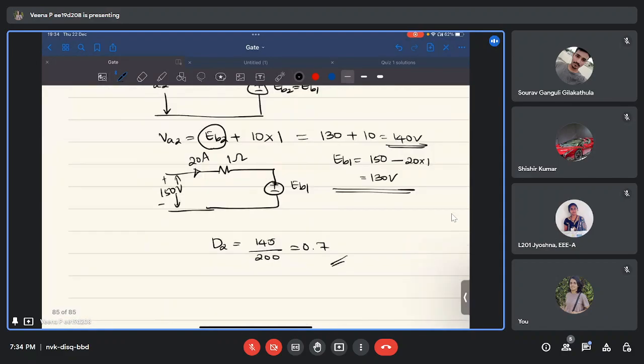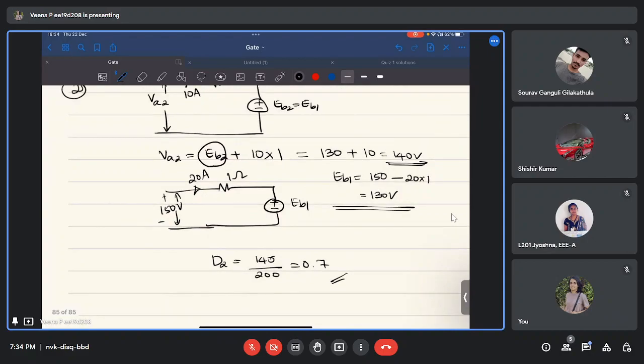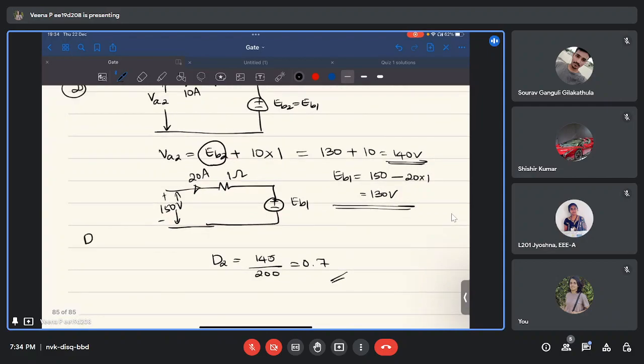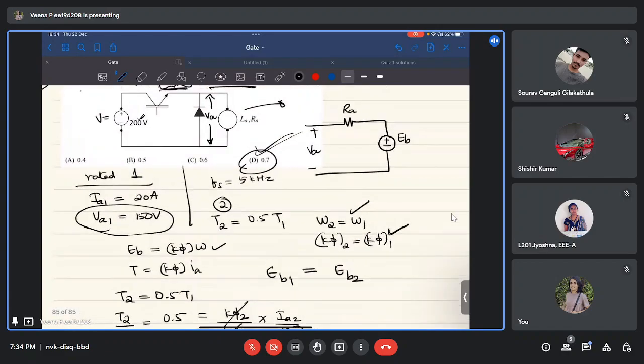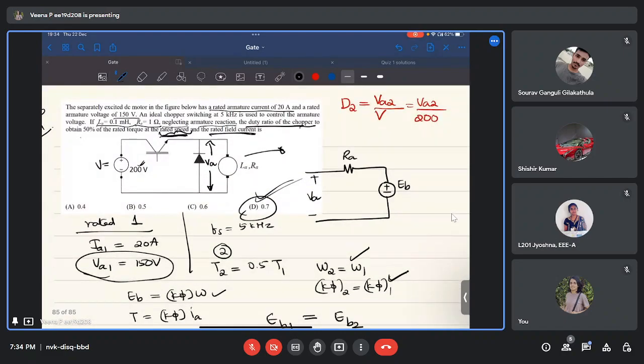But let us find out the duty ratio in the first case. In the first case, what is the duty ratio? Rated condition. It is nothing but Va1 by V. Va1 is 150, V is 200. So this is 0.75. So when you reduce the duty ratio from 0.75 to 0.7, your torque got reduced to half. Is it clear? Now the answer is 0.7, option D.